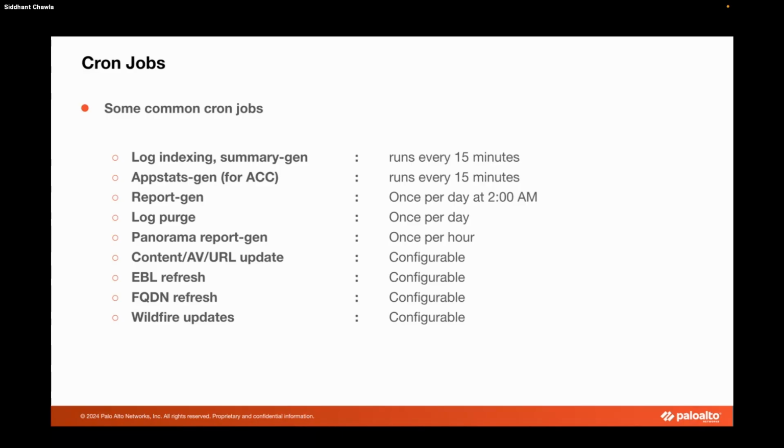Report generation on the device runs once per day at 2 a.m. Log purge runs once per day. When we talk about Panorama, report generation runs once per hour. Then there are content, AV, URL updates, EBL refresh, FQDN refresh, and WildFire updates. These are something you can configure whenever you want to do an EBL refresh or a content update.